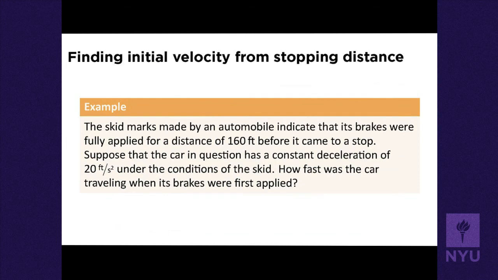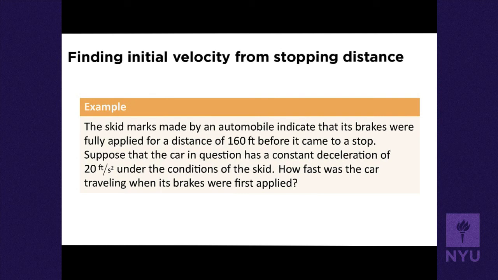Here's another fun one. The skid marks made by an automobile indicate that its brakes were fully applied for a distance of 160 feet before it came to a stop. All right, so we've got some car crash going on. Suppose that the car in question had a constant deceleration of 20 feet per second squared under the conditions of the skid. How fast was the car traveling when its brakes were first applied?